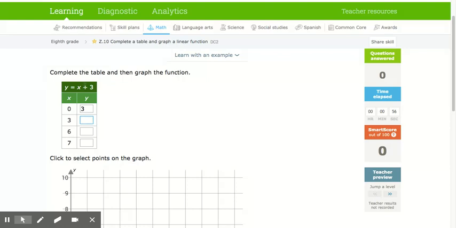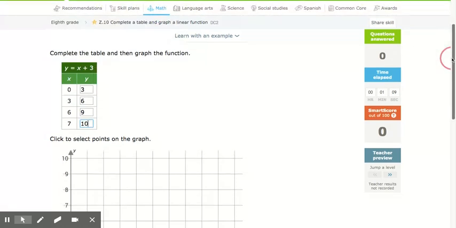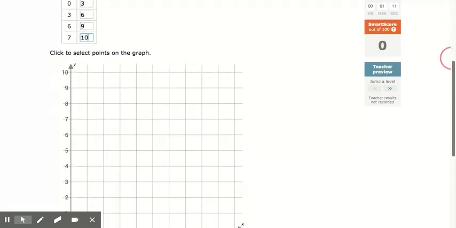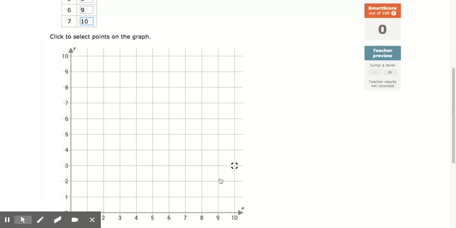And here we go, 3 plus 3 gives us 6. And 6 plus 3 is 9. And then 7 plus 3 is 10. Now we need to graph the points. So here we actually only have to graph 2 of the points, and any 2 will work.